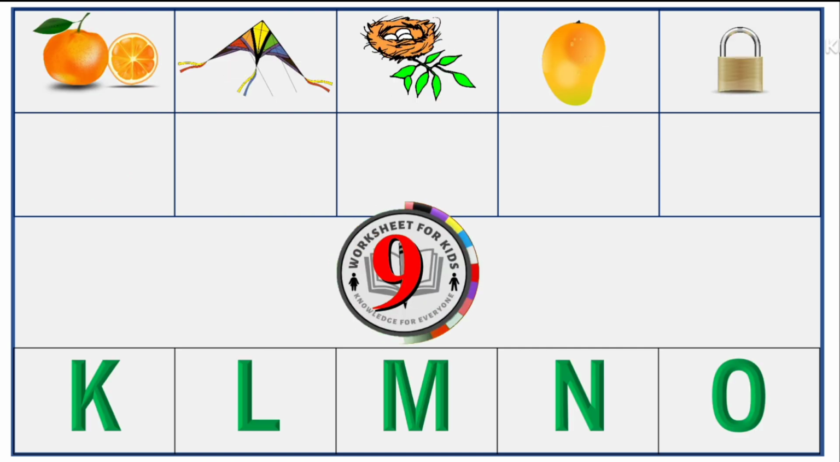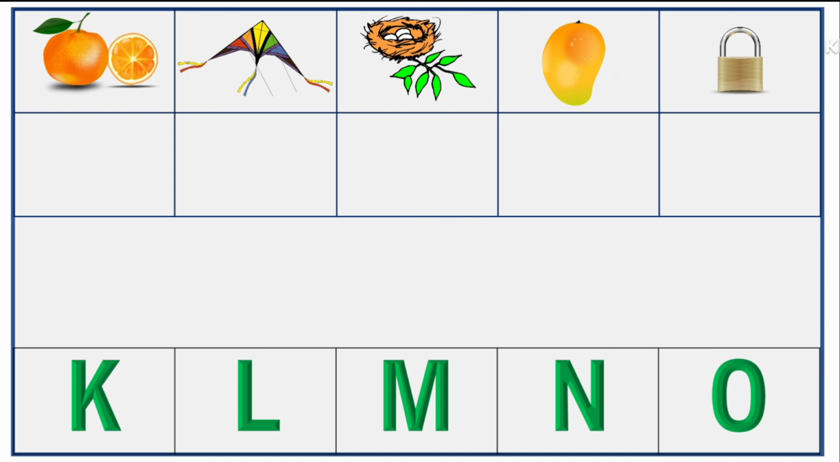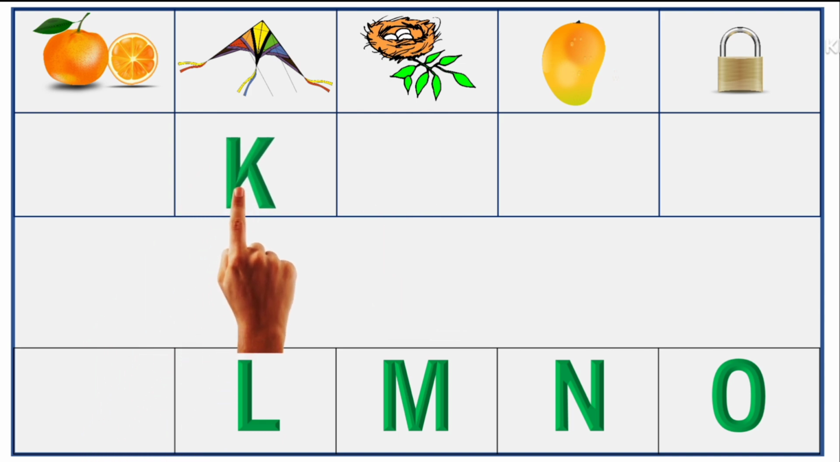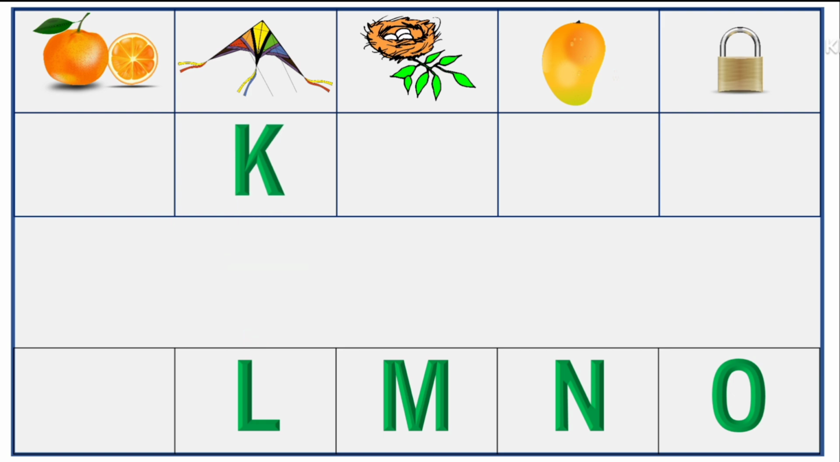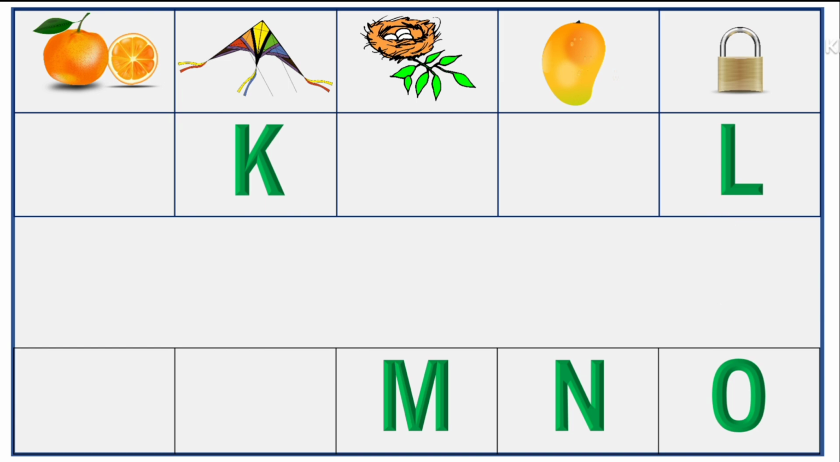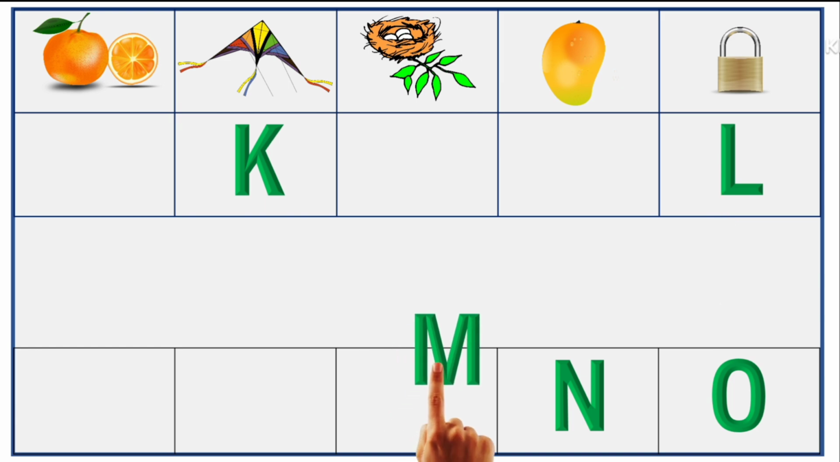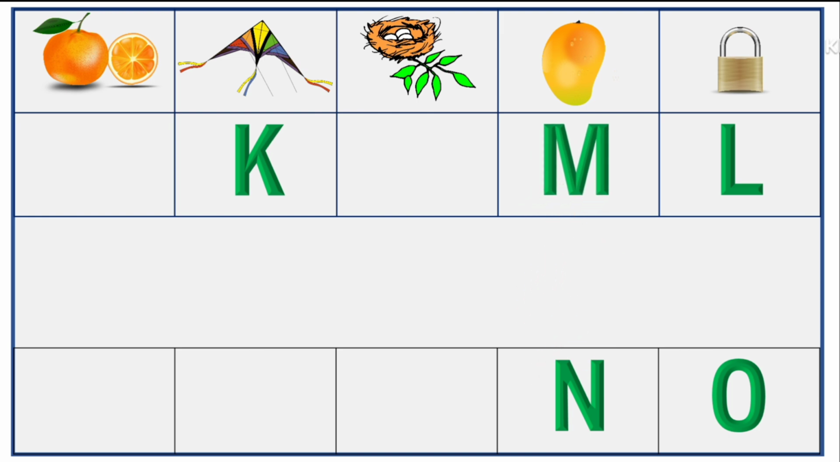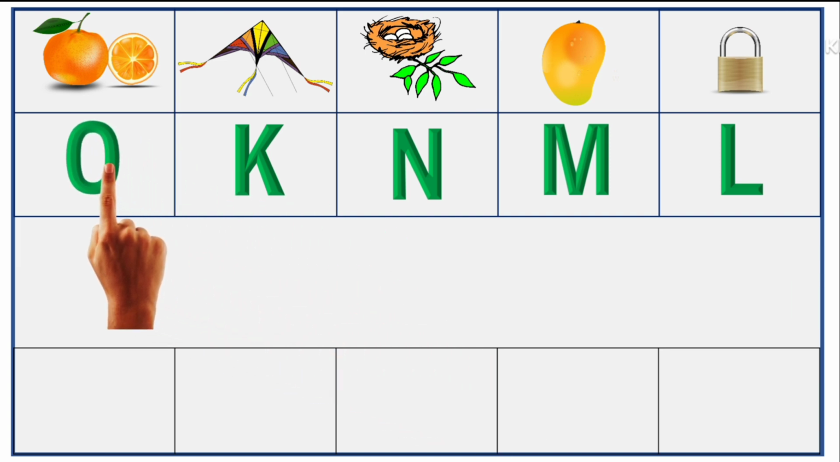10, 9, 8, 7, 6, 5, 4, 3, 2, 1, 0. K for kite. L for lock. M for mango. N for nest. O for orange.